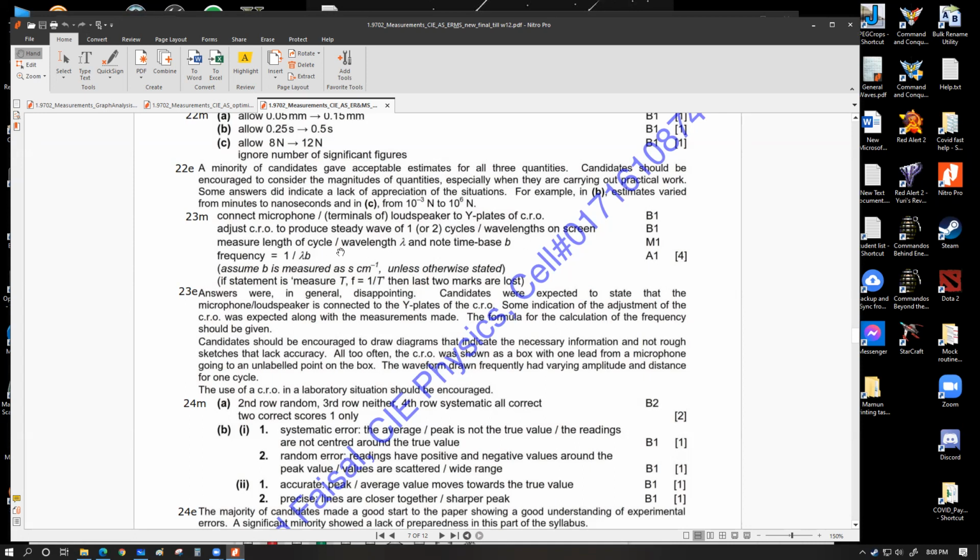Measure the length of the cycle or wavelength lambda and note the time base b, frequency equals 1 upon lambda b. They have given 1 upon lambda b because they didn't go for the time period calculation, but they have written it over here as well. Assume b is measured in seconds per centimeter unless otherwise stated. If the statement is measured f equals 1 by T, then the last 2 marks are lost.